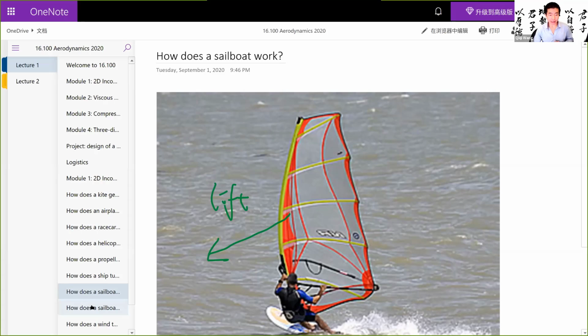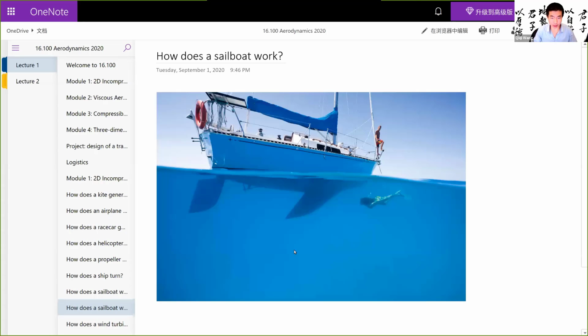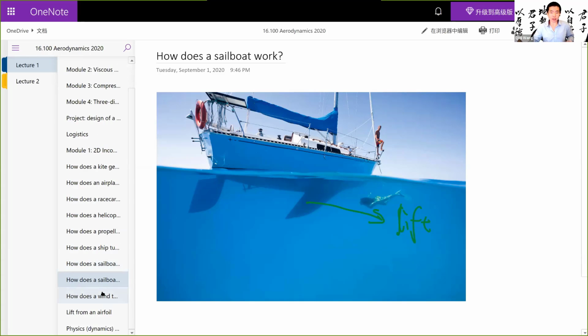And not only is this lift propelling the sailboat, it's actually the lift that's also generated by the keel, right? So basically you have a sail up there that's generating a lift, and the keel that's in the water is generating another lift, right? It's the combination of these two lifts that propels the sailboat to go forward. So again, we're using the lift force, that's the force perpendicular to the free stream.